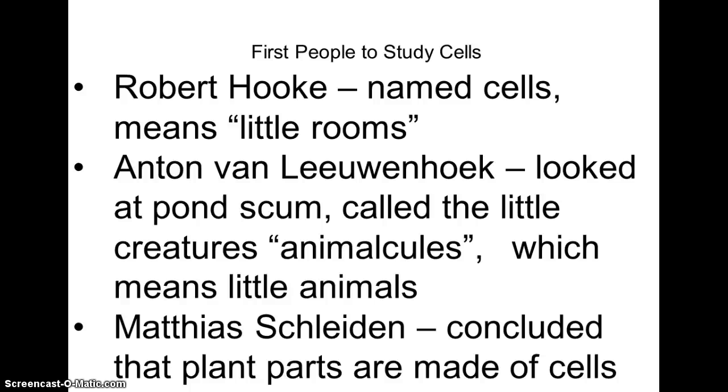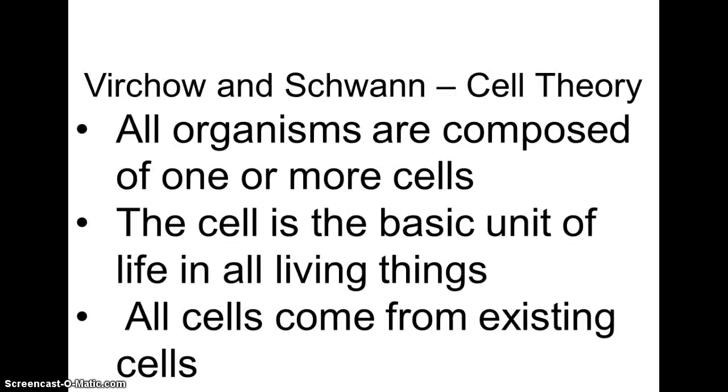Another important person in cell theory and the history of cells and what we know today is Matthias Schleiden. And he concluded that plant parts are made of cells by looking at tons of different plants and seeing that they all had these little rooms like Robert Hooke described. From there we get into Virchow and Schwann, and they developed cell theory. And cell theory is basically three simple statements that combine a whole bunch of different people's research and summarizes it for us.